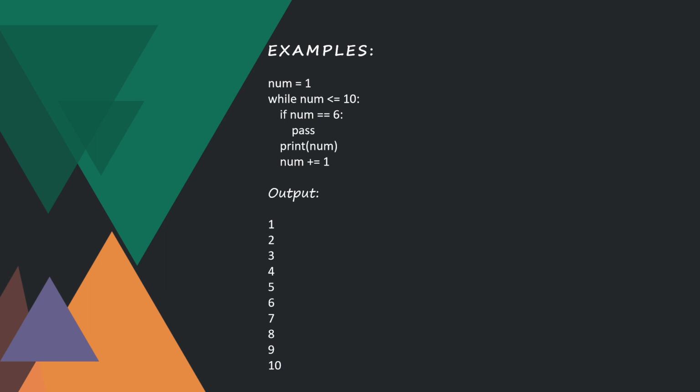Let us take an example in the pass statement. If we take a variable called num which is equal to 1, while num is less than 10, if num is equal to 6, we use the pass statement. Then print the num value and increment the num value. Here in the output we will be having 1 to 10 digits. Here the pass statement didn't do anything. It just took some time for the processor to complete the process.